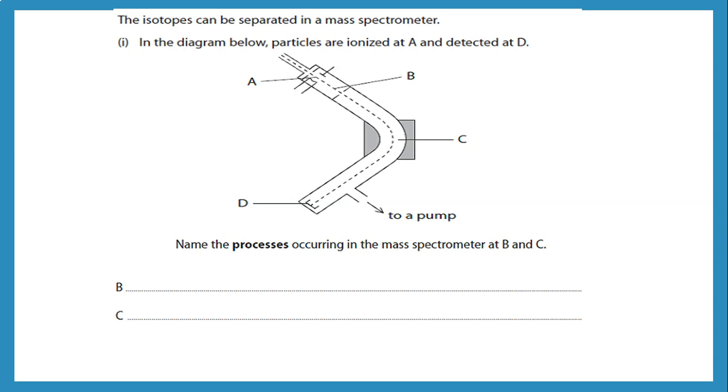Isotopes can be separated in a mass spectrometer. In the diagram below, particles are ionized at A and detected at D. Now name the processes occurring in the mass spectrometer at B and at C. We said what happens at B? We said the particles are going through an electric field, so this causes acceleration. What process happens at C? We said they're going through a magnetic field, so the process that happens to them is deflection.